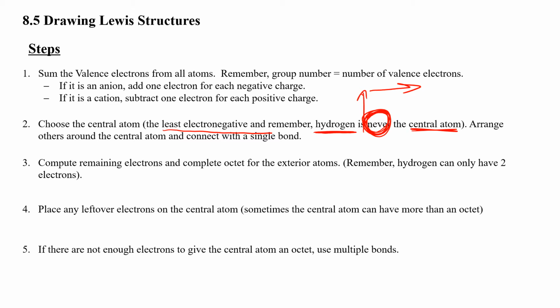Based on the remaining electrons that you have not used, you're going to complete the octet for the exterior or the outside atoms. Remember, hydrogen can only have 2 electrons or 1 bond. Put any leftover electrons on the central atom. If needed, you can often skip steps 4 and 5. And if the central atom does not have an octet, you're going to borrow a lone pair from a neighboring atom to make a double, and sometimes you'll have to do a triple bond. So keep these rules handy, and we're going to go through some examples.